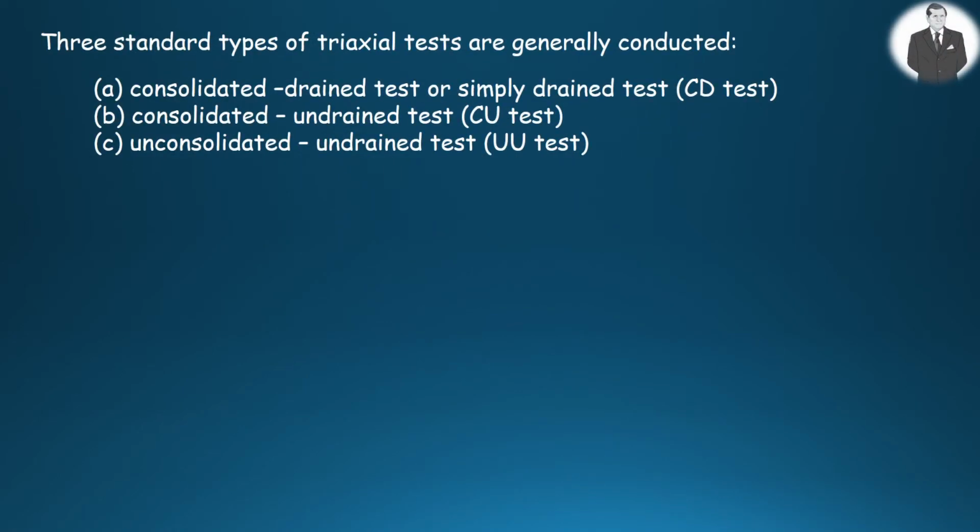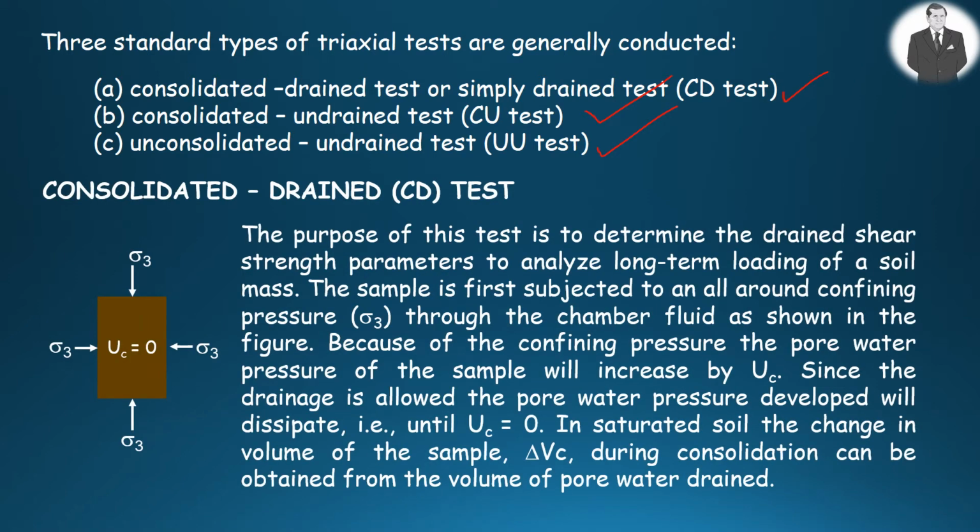There are 3 types of triaxial tests that are commonly used. The first one is consolidated drained test, the second one is the consolidated undrained test, and finally, the third one, unconsolidated undrained test. The purpose of consolidated drained test is to determine the drained shear strength parameters to analyze long-term loading of a soil mass.